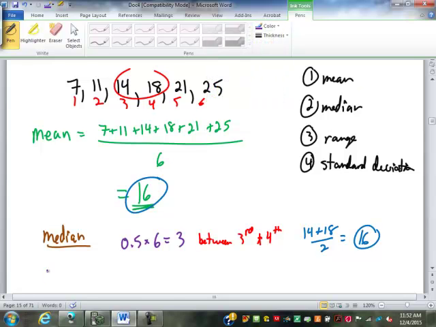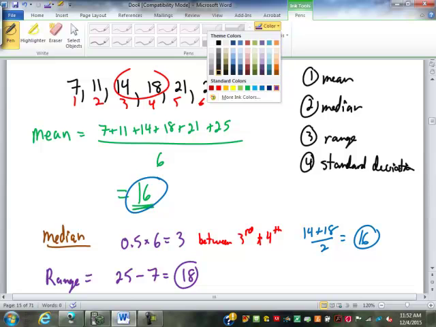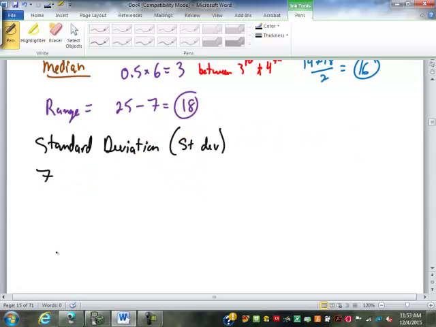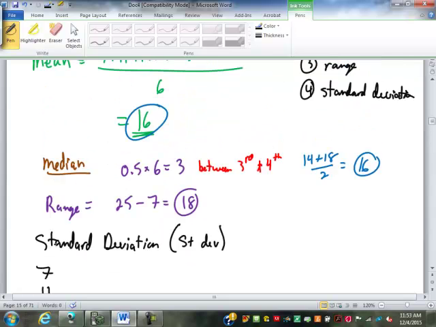All right. The range. Well, 25 minus 7 is 18. And then the tough one. Standard deviation. By the way, from now on, you're most likely going to see me write STDEV, just because I hate writing out the word standard deviation. So we have 7, 11, 14, 18, 21, 25.